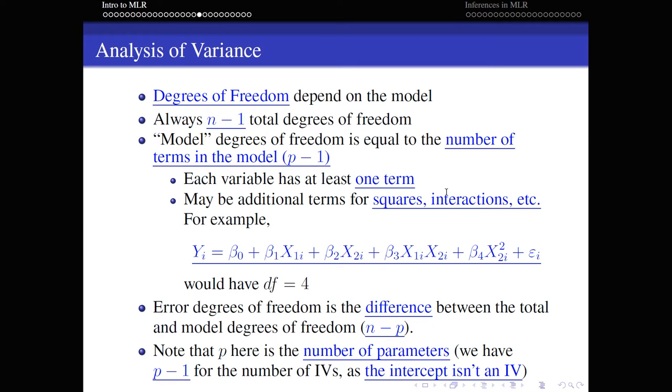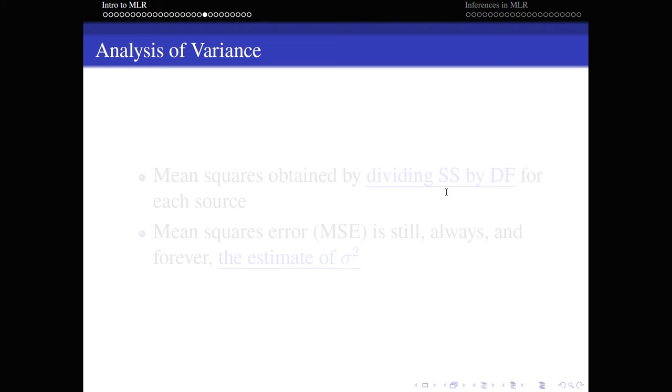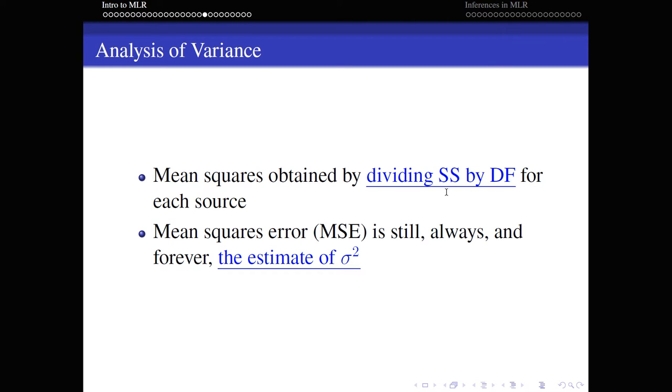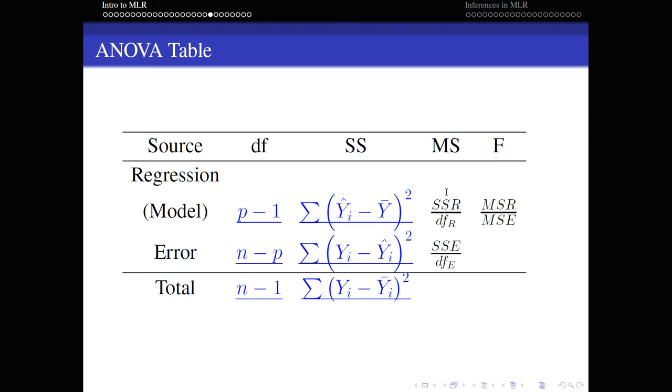And again, p is the number of parameters that we're estimating in the model, not sigma squared, that's not in the model. p minus 1 represents the number of independent variables because the intercept isn't an independent variable. As before, we get the mean squares by dividing the sum of squares by the degrees of freedom, and the mean squared error is still always and forever the estimate of sigma squared.